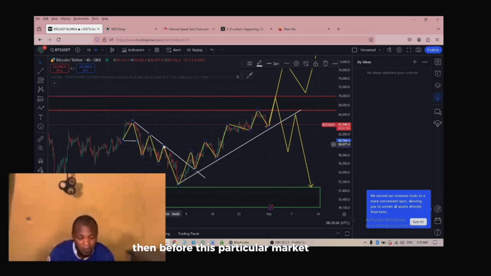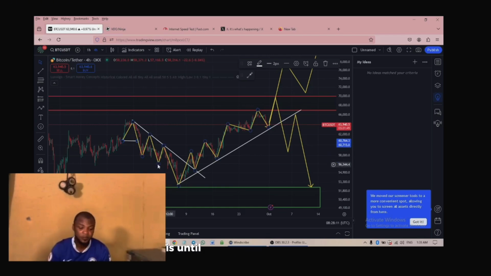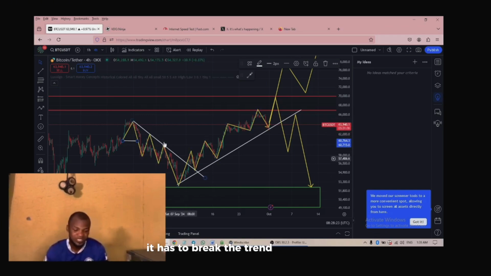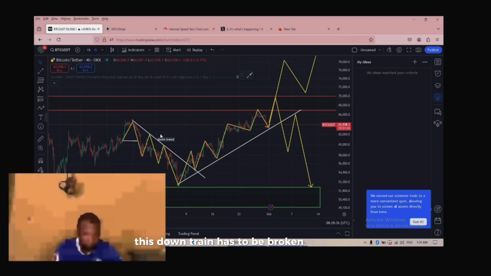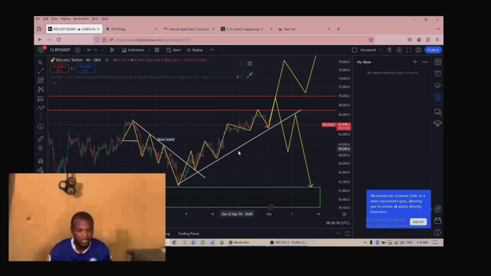Before this particular trade can change, this lower low has to break this higher low before you can decide that okay, the market has changed. And for the market to break the higher low, it has to break the trend. This downtrend has to be broken, and also for uptrend.